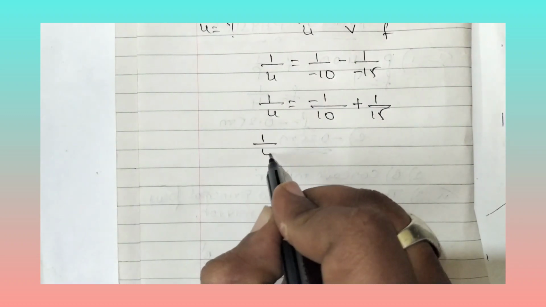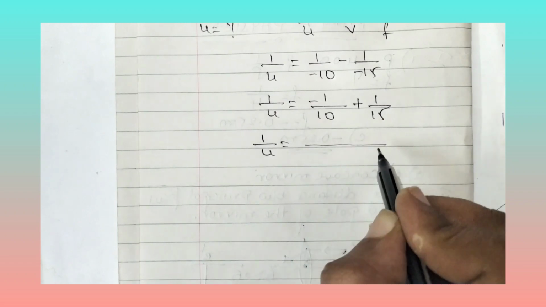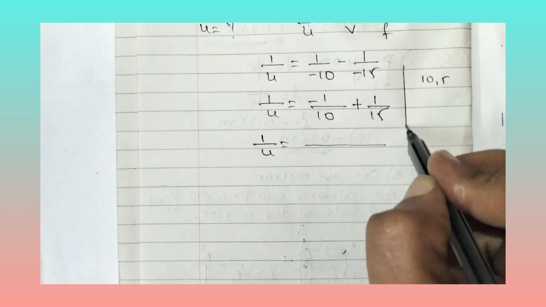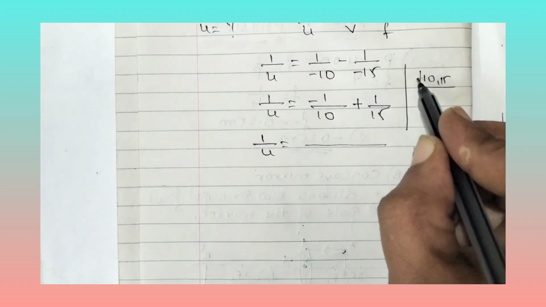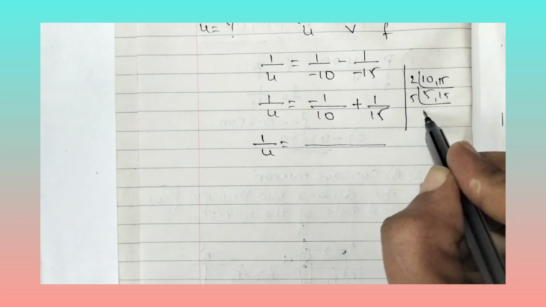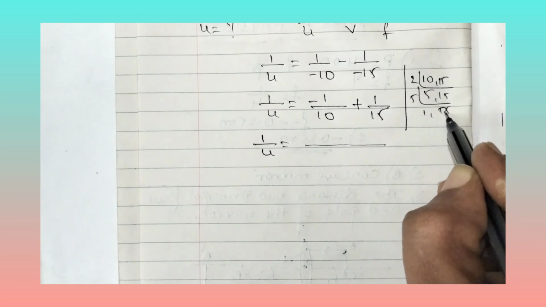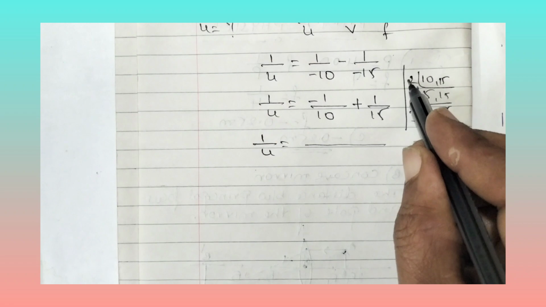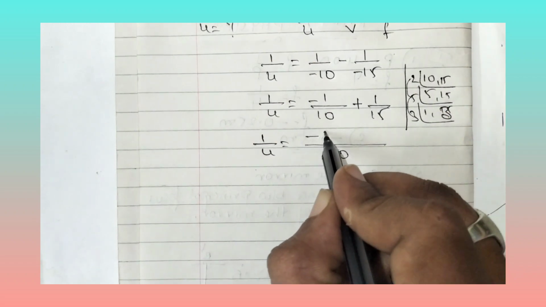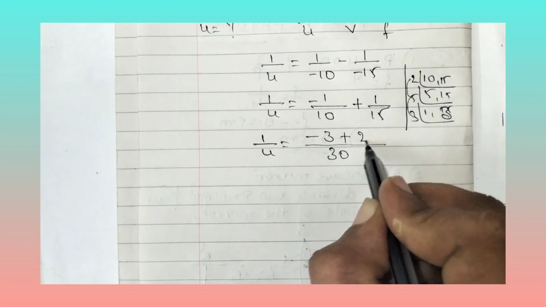So 1 by u is equal to, now let us take the LCM for 10 and 15. Let us see what will be the LCM for 10 and 15. 2 5s are 10, 15 as it is. 5 1s are 5, 15, 5 3s are 15. Then 3, 2 5s are 10, 10 3s are 30 is the LCM. So 10 nully 30, 3 is a 15 nully 2 is a.